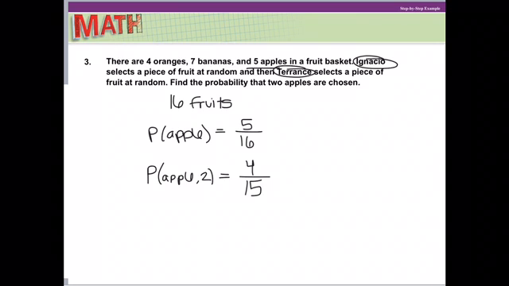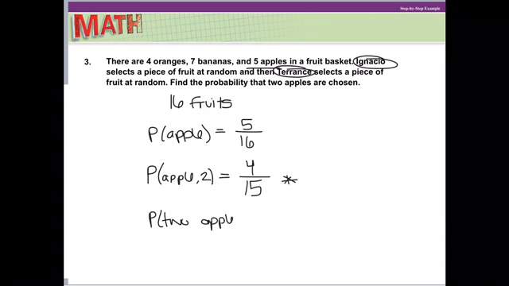So now we learned that when you have dependent events, you can multiply them together. But it's a little bit different because you need to consider that the second event is going to be a little bit different. You really need to think about it. What is being taken away, and how does that change my total number of fruit in this case, or total number of outcomes?